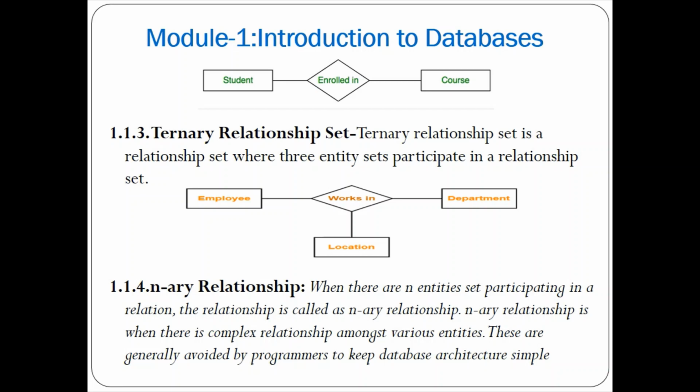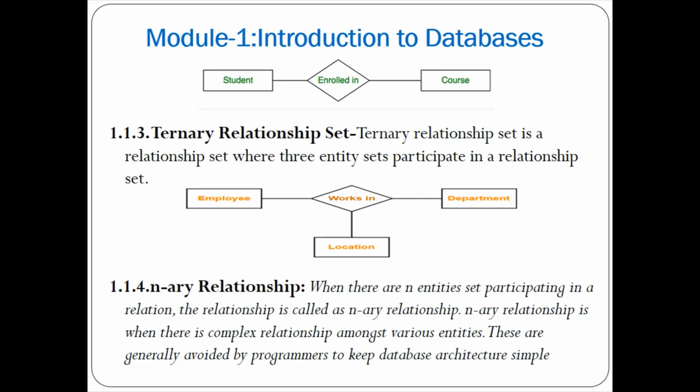As the number of entities in the relationship increases, it becomes complex to convert them into relational tables. Let us look at an example. We have three entity types: employee, department and location. The relationships between these entities are defined as an employee works in a department and an employee works at a particular location. So we have three entities participating in a relationship, so it is a ternary relationship. The degree of this relation is 3.